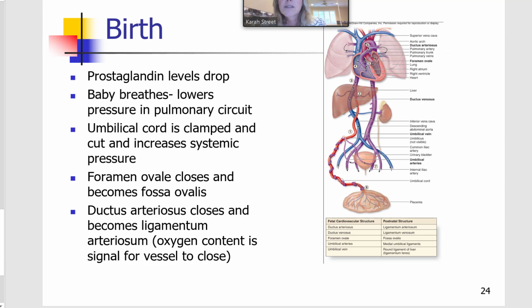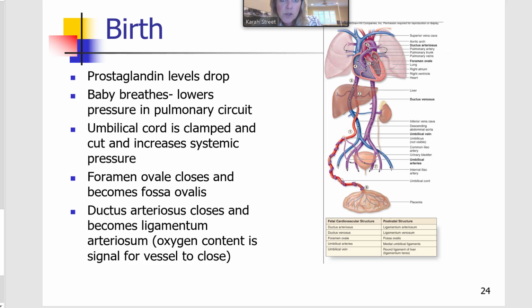The ductus arteriosus collapses and turns into the ligamentum arteriosum. The hole in the atrium actually has a flap. So once the baby starts breathing on their own, the pressure in the left atrium is higher than on the right. So the pressure closes that door and then it seals shut. And that's called the fossa ovalis now.